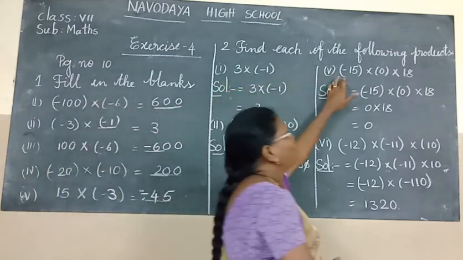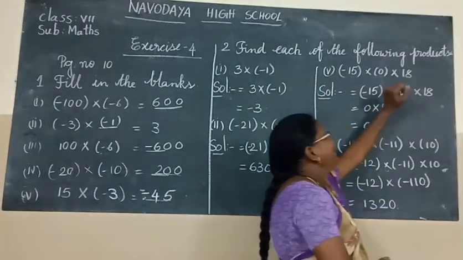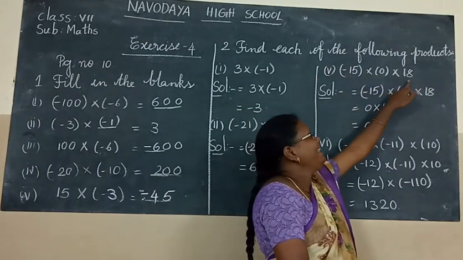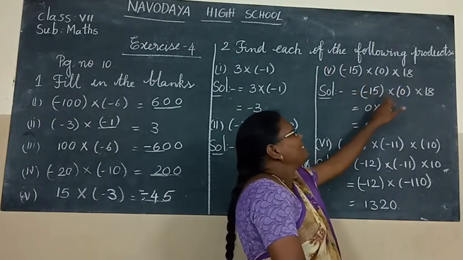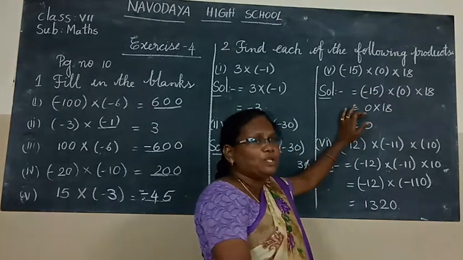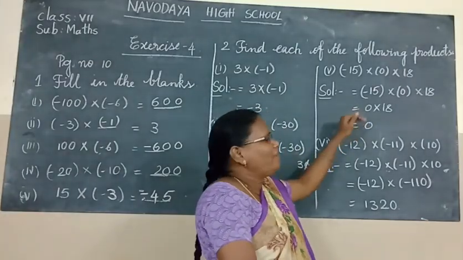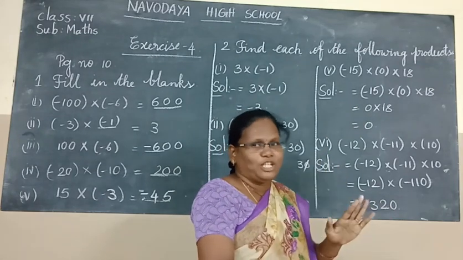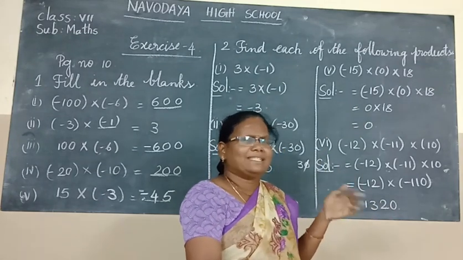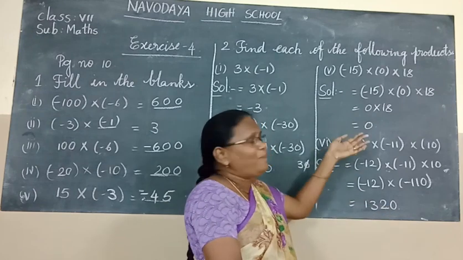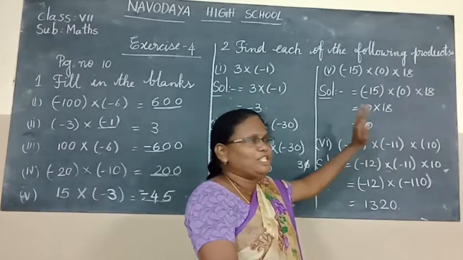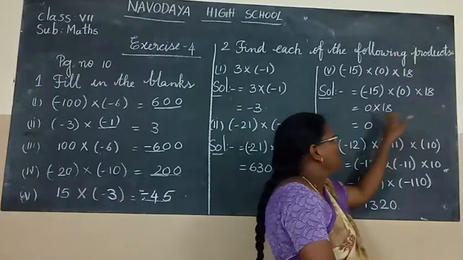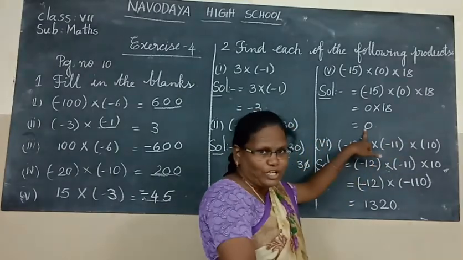Next, minus 15 into 0 into 18. 15 zeros are how much? 0. Whatever number, even the biggest number, if multiplied by 0, the answer is 0. 1000, 1 lakh, 10 lakhs, any number: multiplied by 0, the answer is 0. 15 zeros are 0. 0 into 18 is equal to 0.